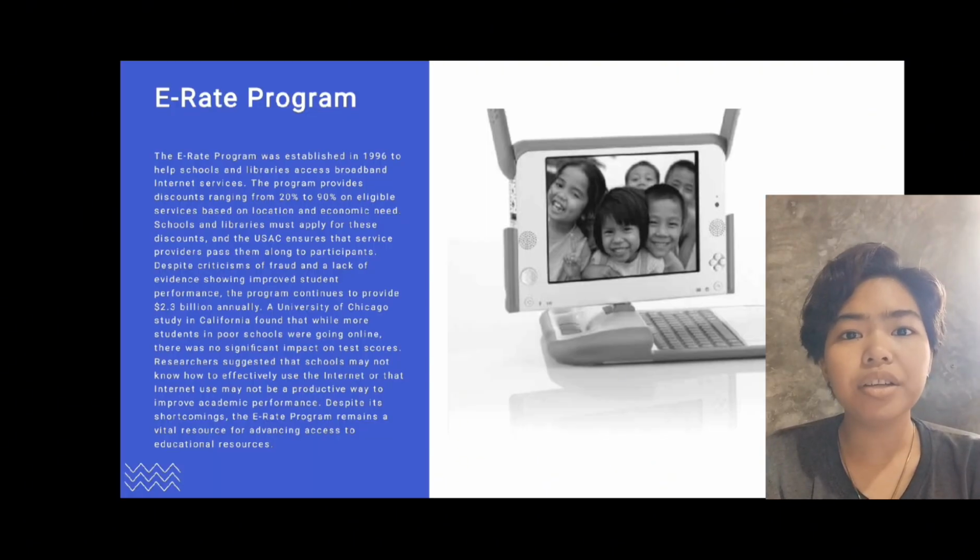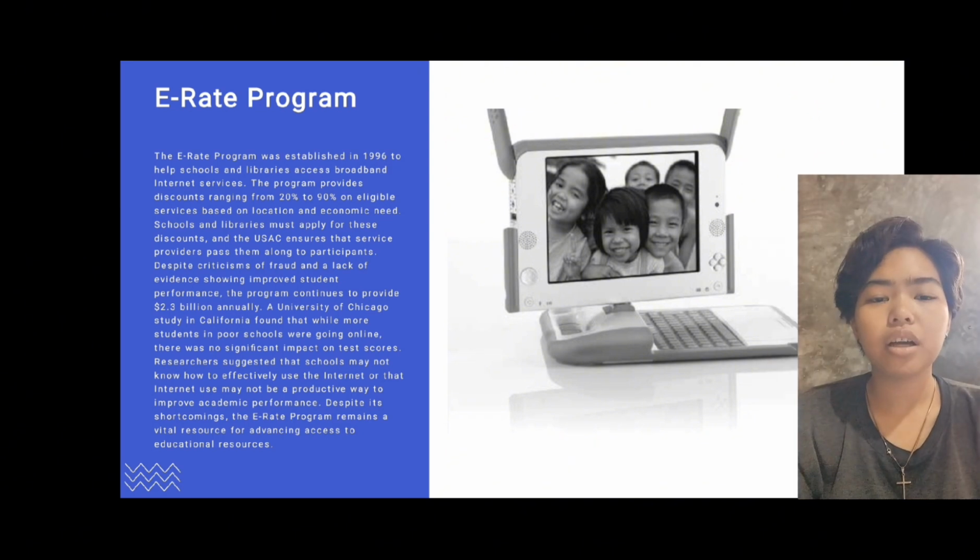E-Rate Program. The E-Rate program was established in 1996 to help schools and libraries access broadband internet services. The program provides discounts ranging from 20% to 90% on eligible services based on location and economic need. Schools and libraries must apply for these discounts, and the USAC ensures that service providers pass them along to participants, despite criticism of fraud and lack of evidence showing improved student performance. The program continues to provide $2.3 billion annually.